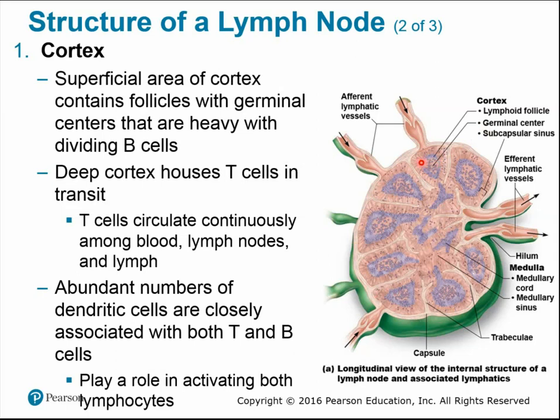Okay? So deeper in the cortex, you may find some T cells that are kind of circulating along with the blood and the lymph fluid. And also a lot of dendritic cells may be present in the lymph node. So the dendritic cells we'll talk more about in the immune system chapter, but they do play important roles in activating both T cells and B cells.